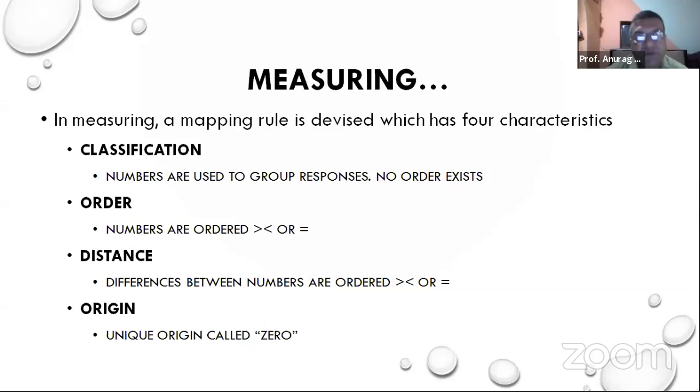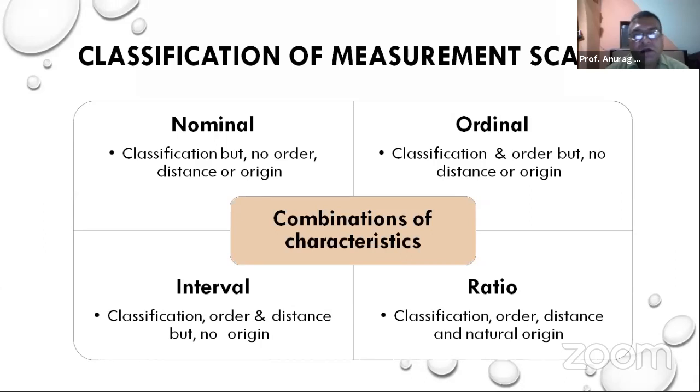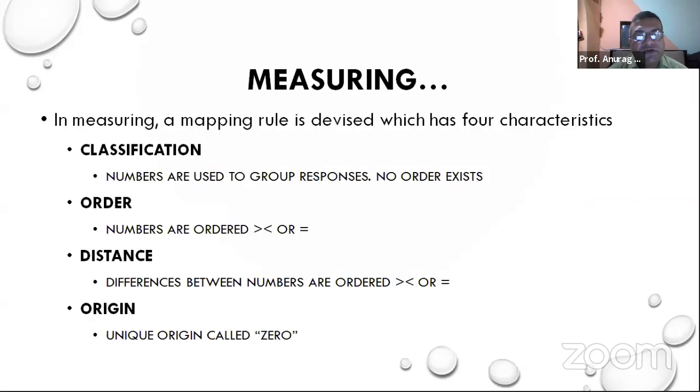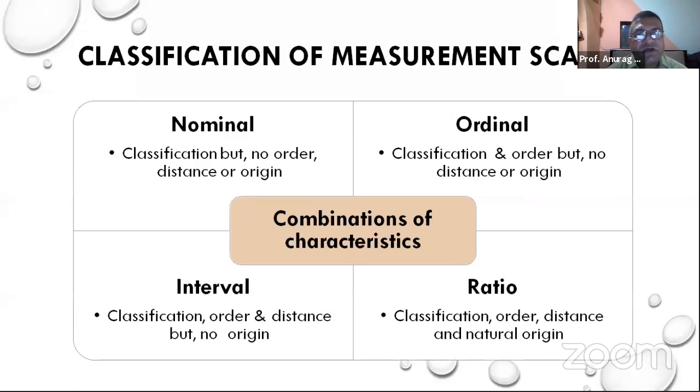So let us define these variables now. I'll name all of them now. One is nominal, other is ordinal, third one is interval, and fourth one is ratio. I'll go back to my previous slide and have you take a relook at the mapping rules: classification, order, distance, and origin. Now, on the basis of these mapping rules, let us define the variables. A nominal variable has classification but no order, distance, or origin. An ordinal variable has classification and order, but no distance and origin.